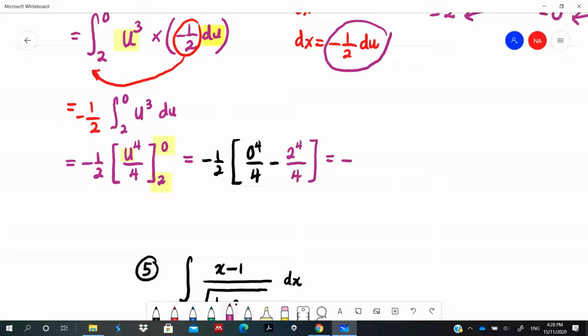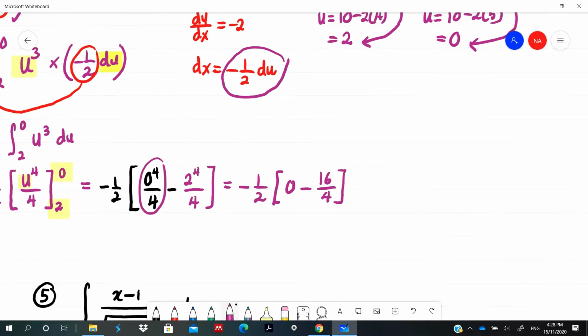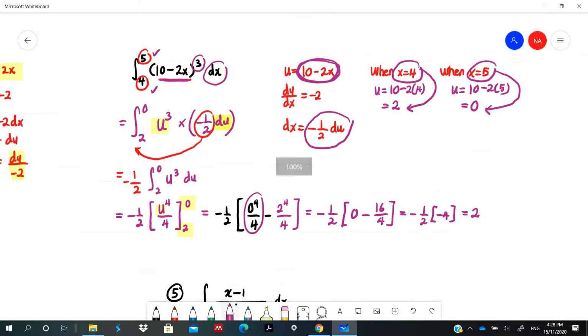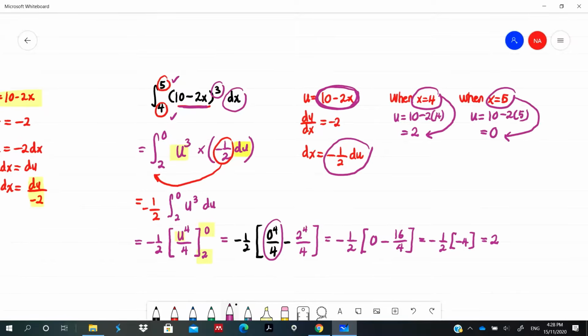So simplifying this, we'll get negative 1 over 2. This part will become 0. Minus 2 to the power of 4 is actually 16 over 4, and 16 over 4 is actually 4. So we'll have negative 1 over 2, negative 4 inside the bracket. Negative multiplied with negative, we'll get positive. 1 over 2 multiplied by 4, we'll get 2. So 2 is the final answer, which is a fixed number here because it is a definite integral.